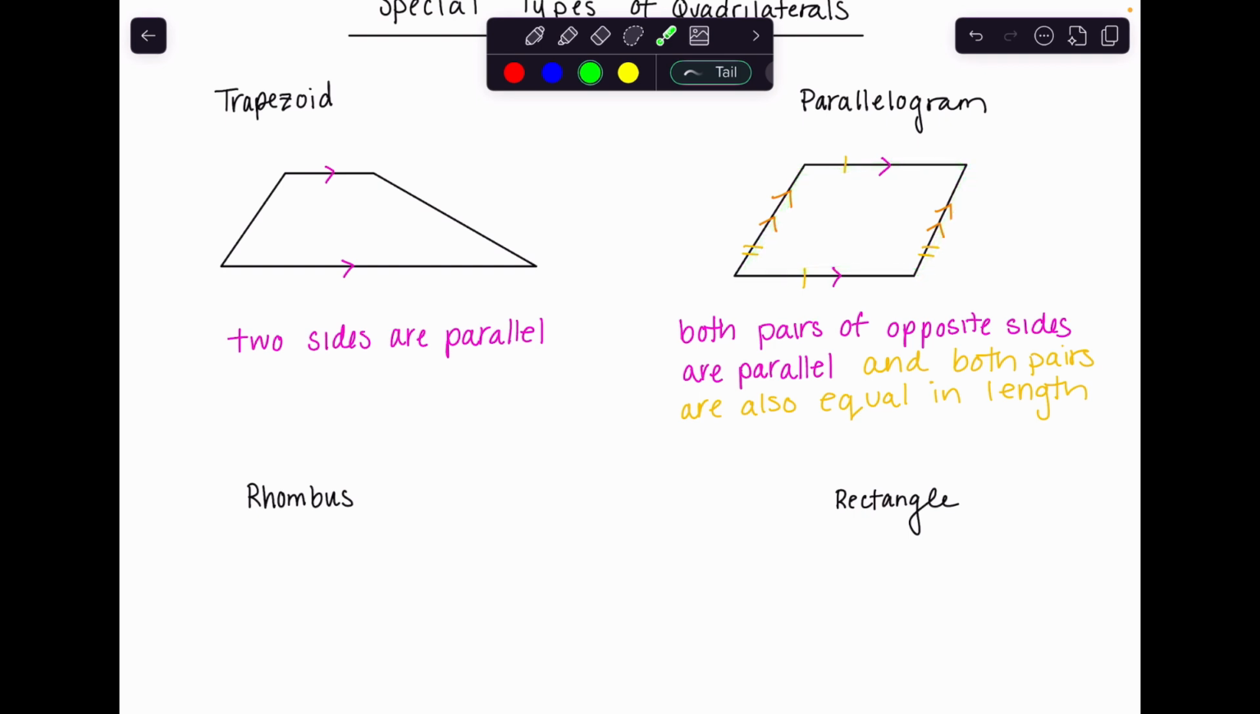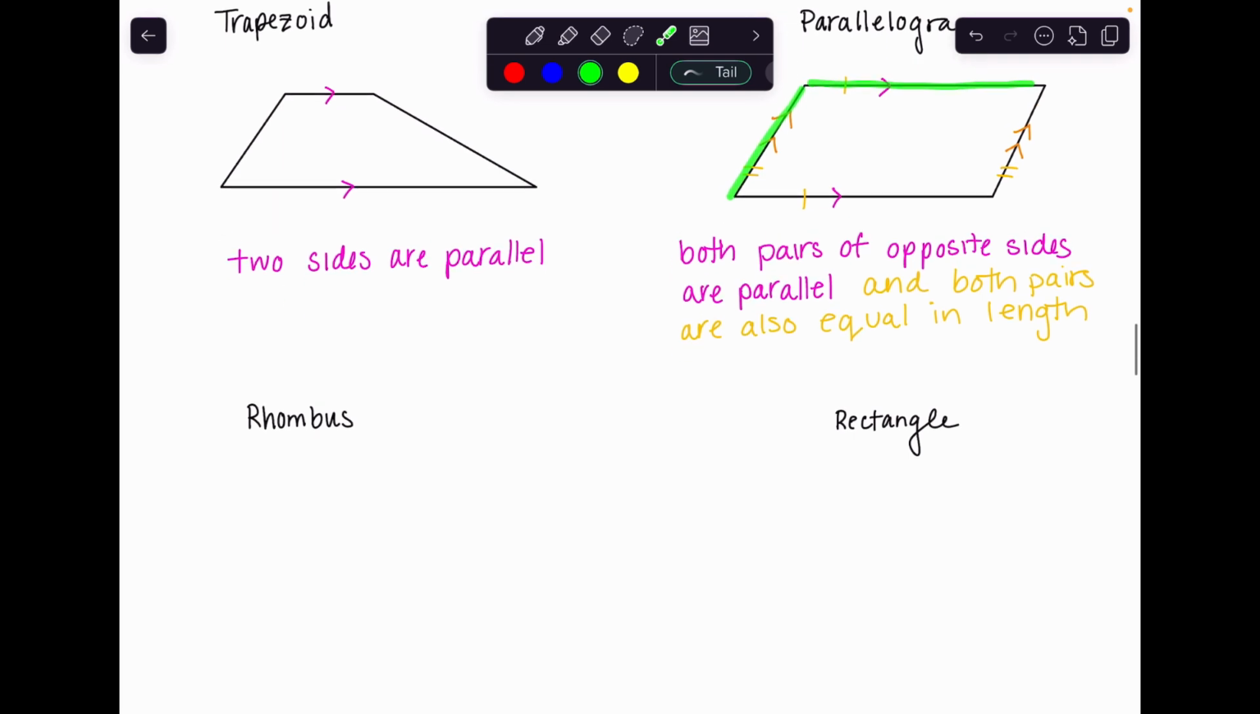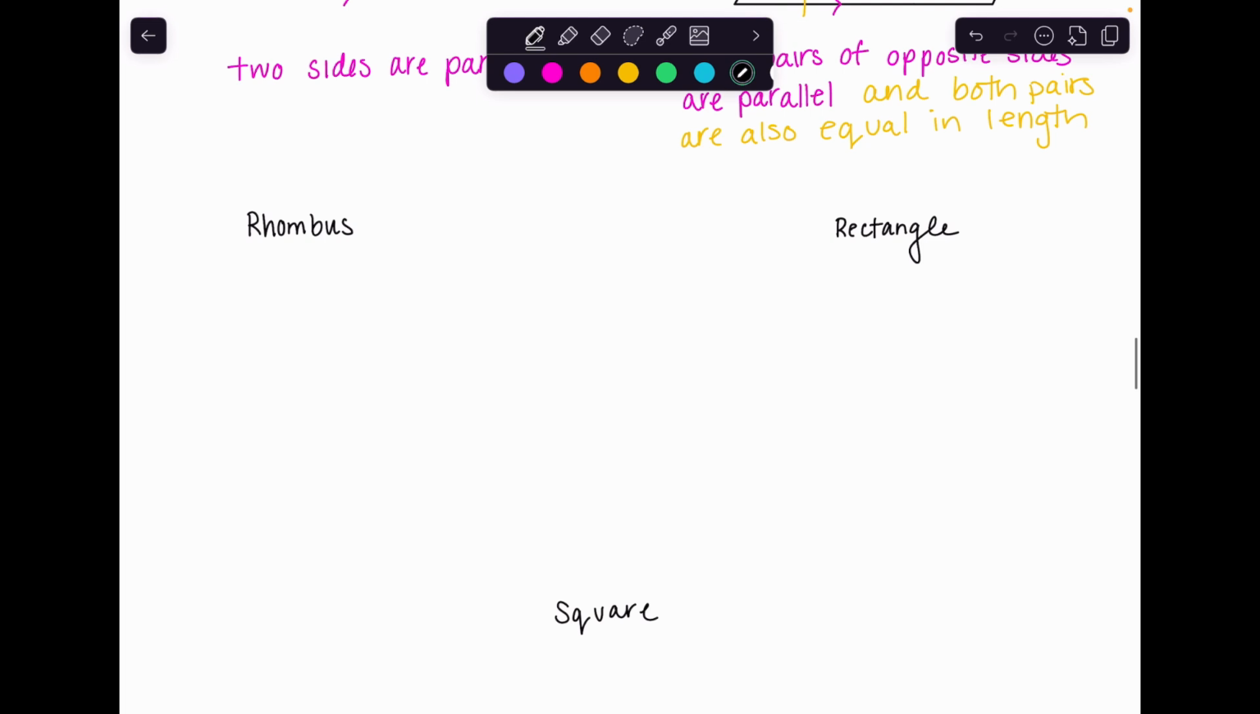A rhombus is going to be that special case where their opposite sides are parallel, but every single side is exactly the same length. So if you need to, you really can even exaggerate this further to see this distinction. Here is an example of a parallelogram. The sides opposite each other are parallel and equal in size, but definitely this side is longer than this one. So a rhombus is going to make it so all four sides are exactly the same. So it's kind of like a tilted square.